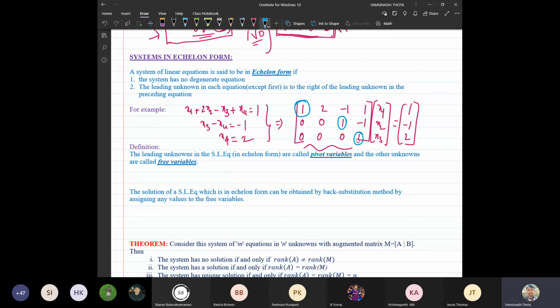Now in which columns are the pivot elements? Suppose here the x1 column, x3 column, and x4 column have pivot entries. Hence these three variables are called pivot variables, whereas the remaining unknown, x2, is called a free variable. So these are called the pivot variables and the free variables.